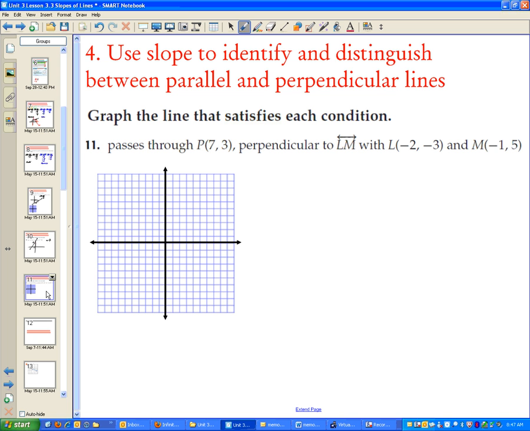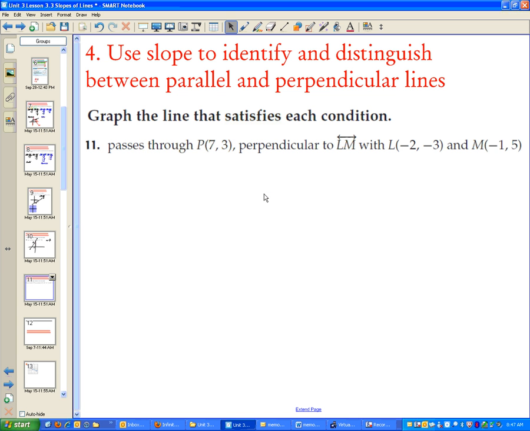Number 11, passes through the point with coordinates 7, 3, and it's perpendicular to line LM, and then they give us the coordinates of L and M. What do we know about the slopes of perpendicular lines? Opposite reciprocal. So let's find the slope of line LM. That would be 5 minus -3 over -1 minus -2. 5 minus -3 is 8. -1 plus 2 is 1. So that's the slope of line LM.